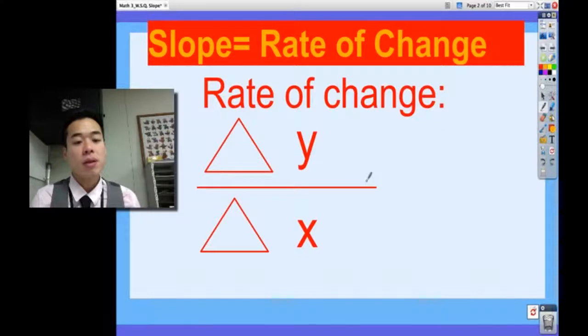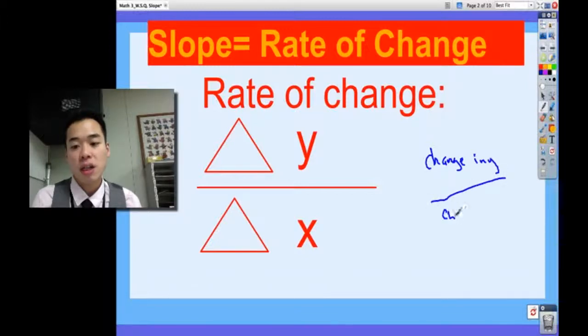So on the screen you'll see a really weird symbol, a triangle, y over triangle x. Triangle in math just means delta. It's the Greek symbol for change. So really, to translate, this means the change in y over the change in x values. That's all you need to know today for slope. You find the change in y divided by the change in x.